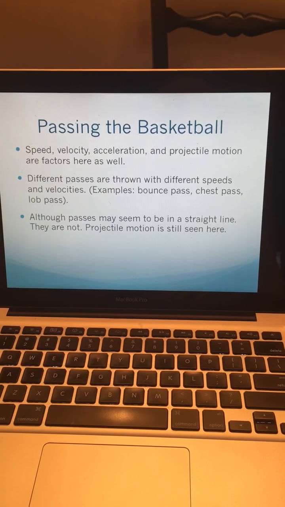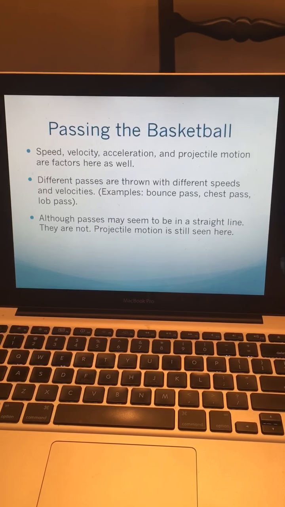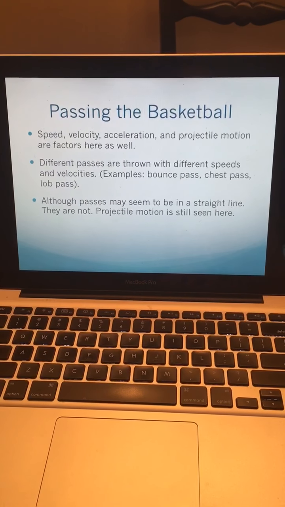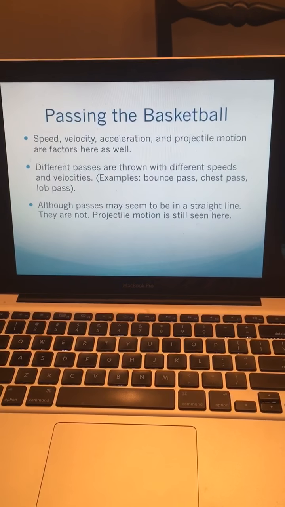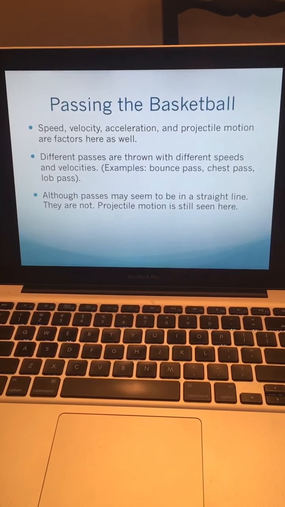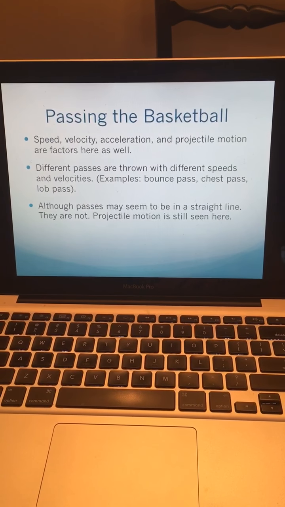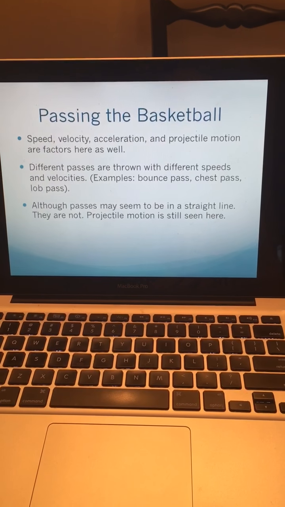Another key component of basketball is passing, and physics is of course involved in this as well. Speed, velocity, acceleration, and projectile motion are all also used with this specific skill. Different passes require different speeds. A chest pass, for example, is normally thrown at a high speed.